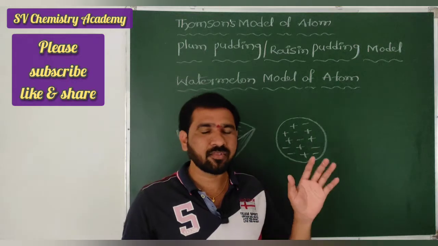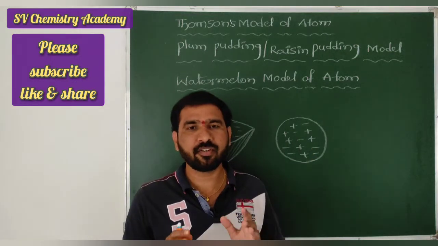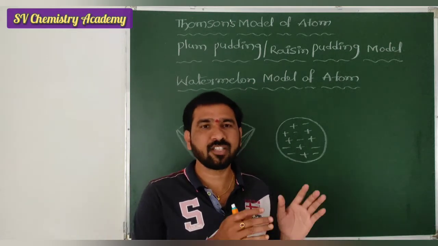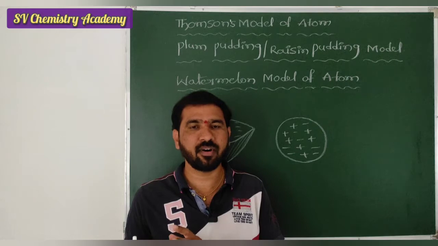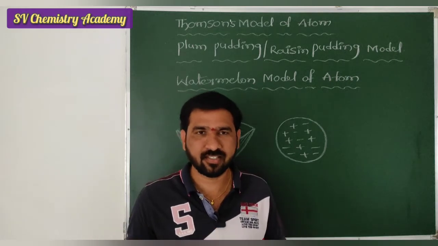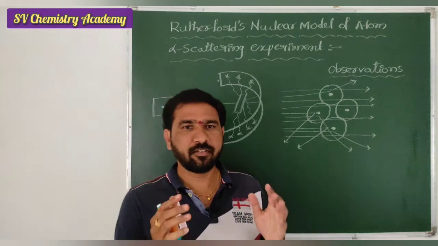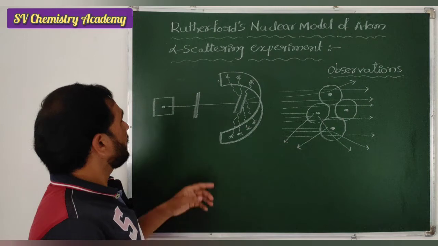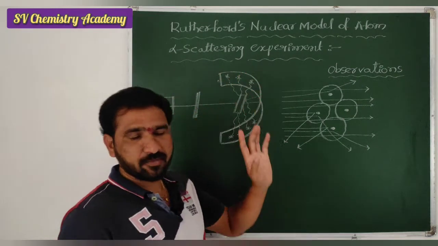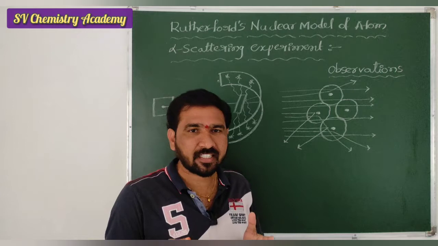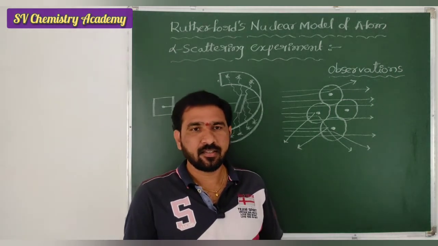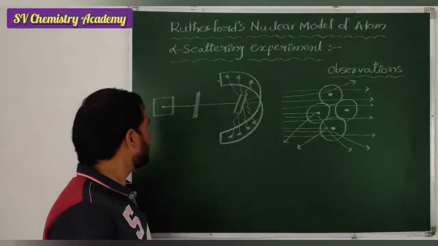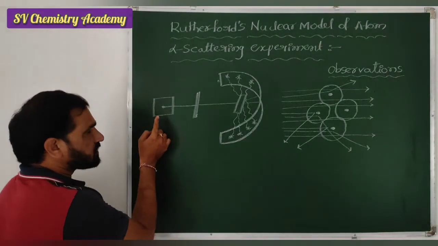But this Thomson model of atom failed after the Rutherford alpha scattering experiment. How it failed, let me discuss now. Then let me discuss the Rutherford model of atom. By the alpha scattering experiment, he explained the model of atom.